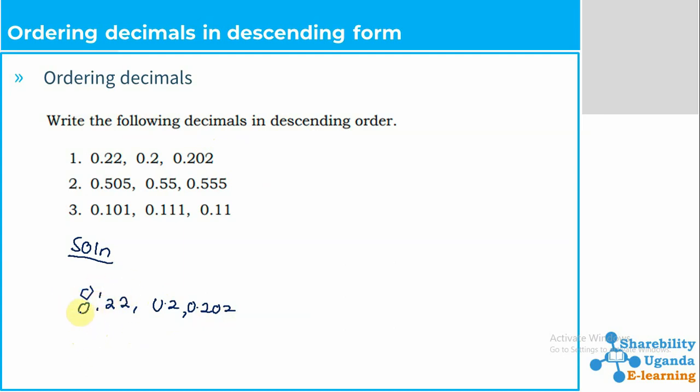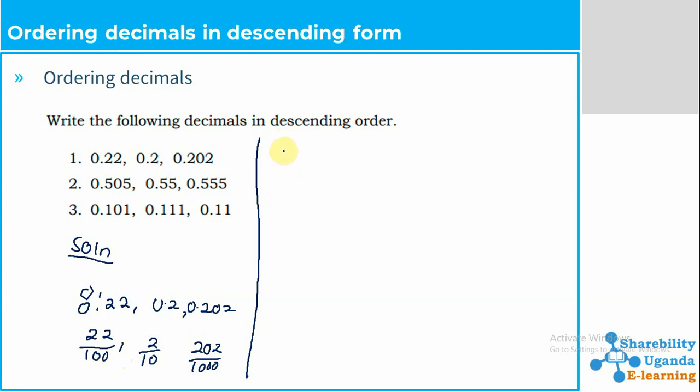Remember we said 0.22 is the same as 22 out of 100. Hope everyone is getting it. Then also this one is the same as 2 out of 10. This one is the same as 202 out of 1,000. So now here we can look out for the LCM, or the factor that can divide 1,010. We can use 1,000, okay?